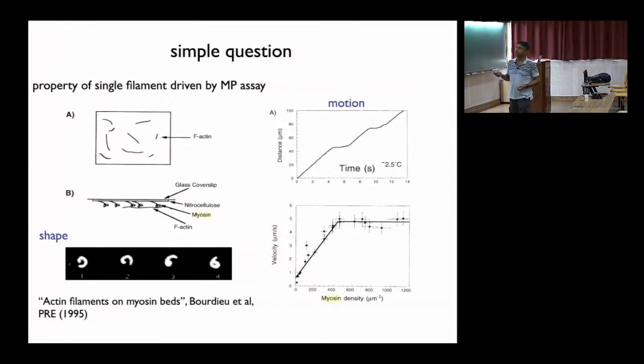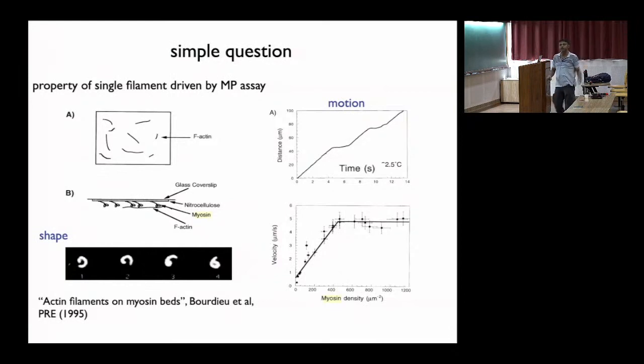Apart from that, you can also do this experiment in which you change the density of myosin motors that coat that bed, increase that density, and ask what happens to the mean velocity. So what you see is that if you increase the myosin density, initially the mean velocity grows, and then it saturates. At large enough densities, it saturates. So this is another behavior you can observe.